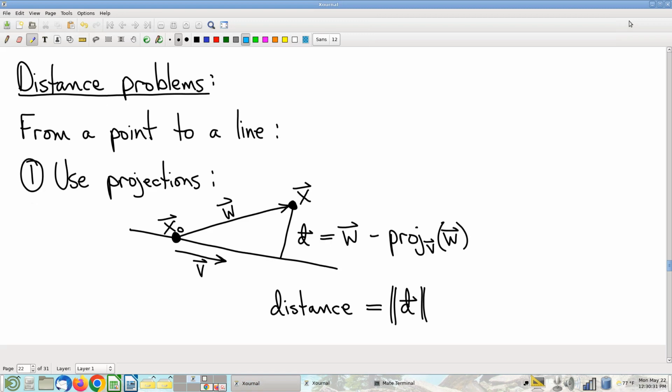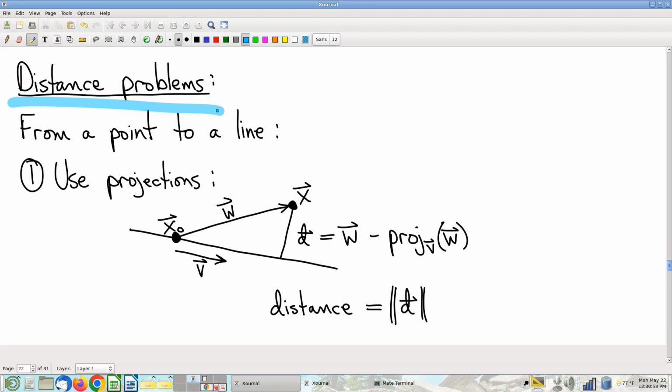Let's see. Here's where we left off. We were almost done with this section, not quite. There is a category of questions that the book calls distance problems, which makes sense. How do you find the distance from a point to a line? How do you find the distance from a line to a plane? How do you find the distance between two parallel planes? There's a million different combinations of these kinds of things.